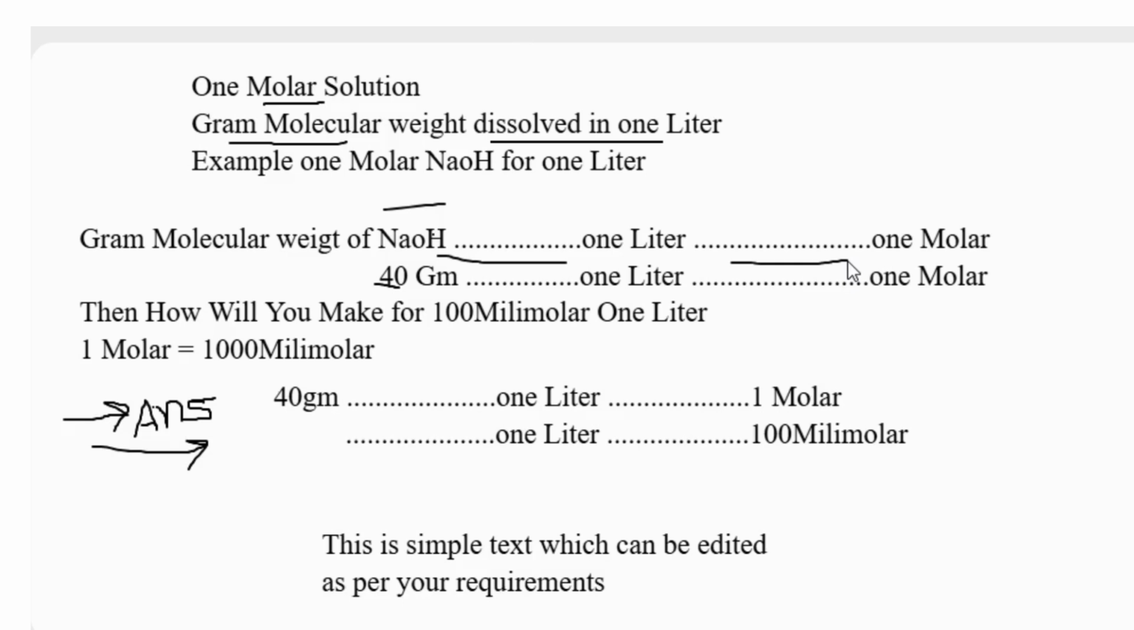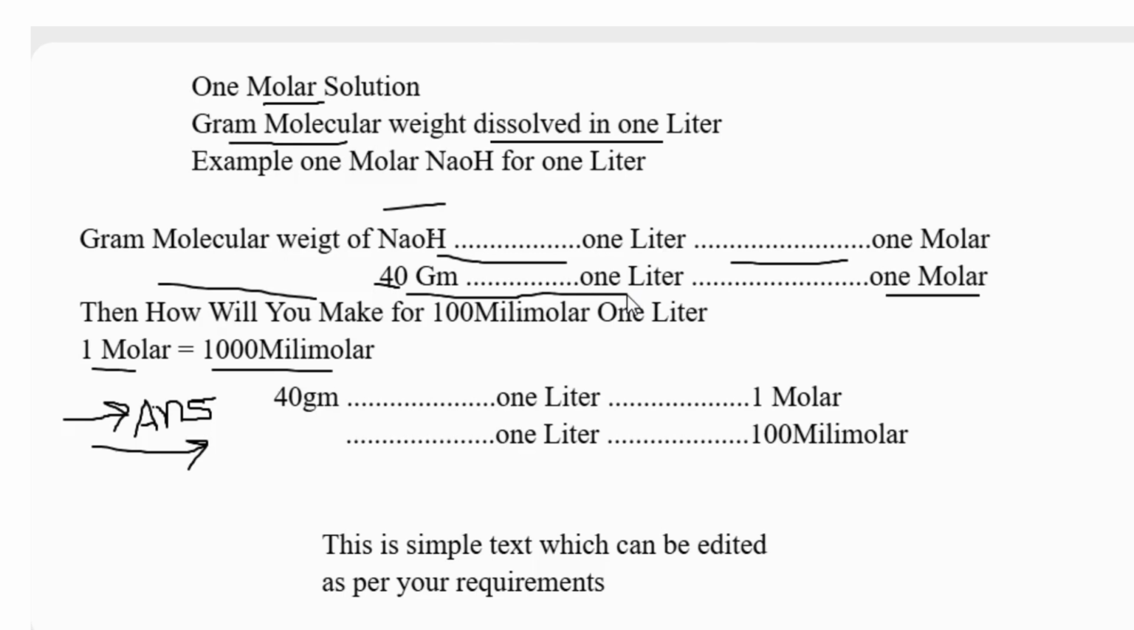Whatever substances are in the world, we have to see their molecular weight and weigh that much in grams. Like NaOH molecular weight is 40, then 40 gram dissolved in 1 liter will give the concentration 1 molar. But in the laboratory sometimes we need things in millimolar also. Then we have to use the relation 1 molar is equal to 1000 millimolar. So the question might be: how will you make 100 millimolar, 1 liter NaOH?